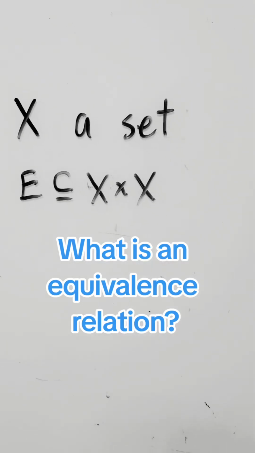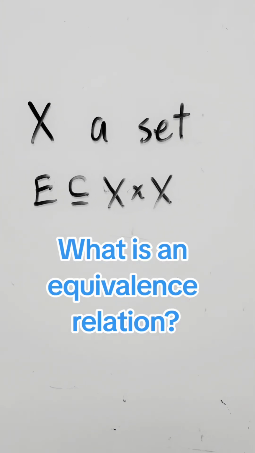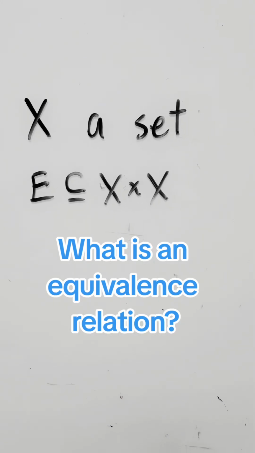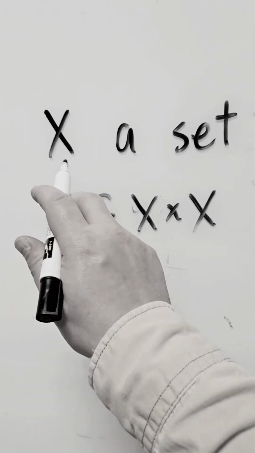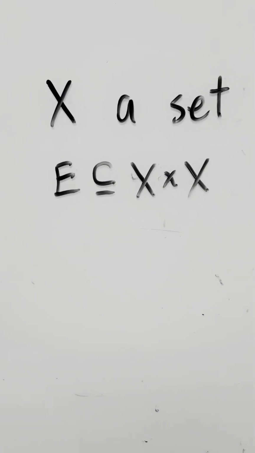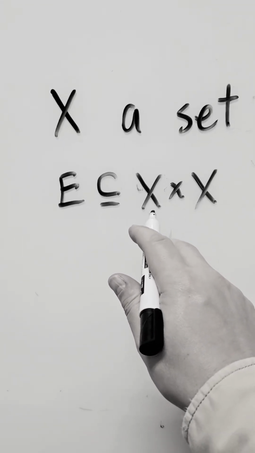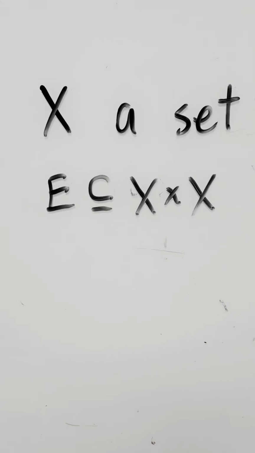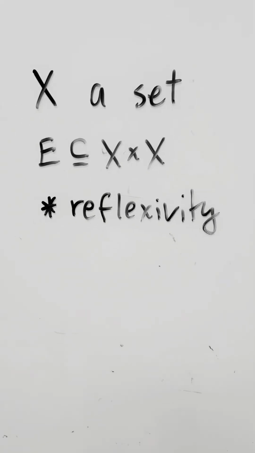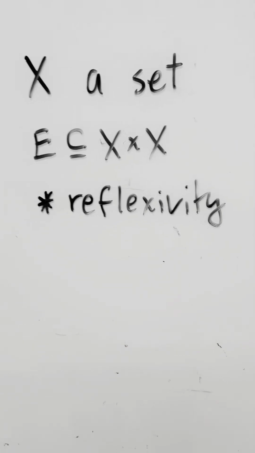An equivalence relation is a subset of the Cartesian product of a set with itself. So let's say we're given a set X. An equivalence relation E on X is a subset of the Cartesian product of X with itself. But it's not just any subset, it's a subset that has special properties.